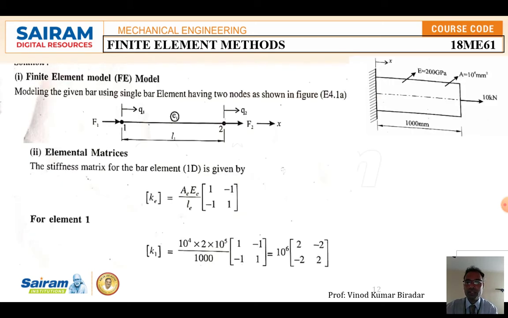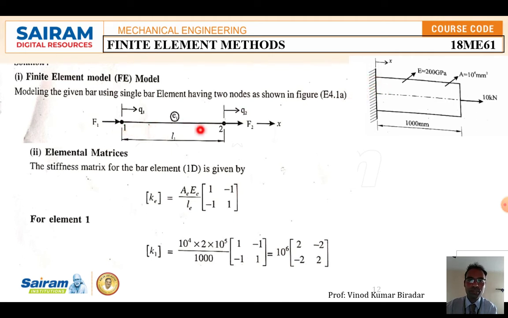What is the first step of FEM? That is to build a FEM model, that is modeling the given bar using a single bar element having 2 nodes. Since there will be 2 nodes, write down the free body diagram. Just draw one bar element. How many nodes are there? 1 and 2. This is node 1, this is node 2. Write down 1, 2, and the total length is L.